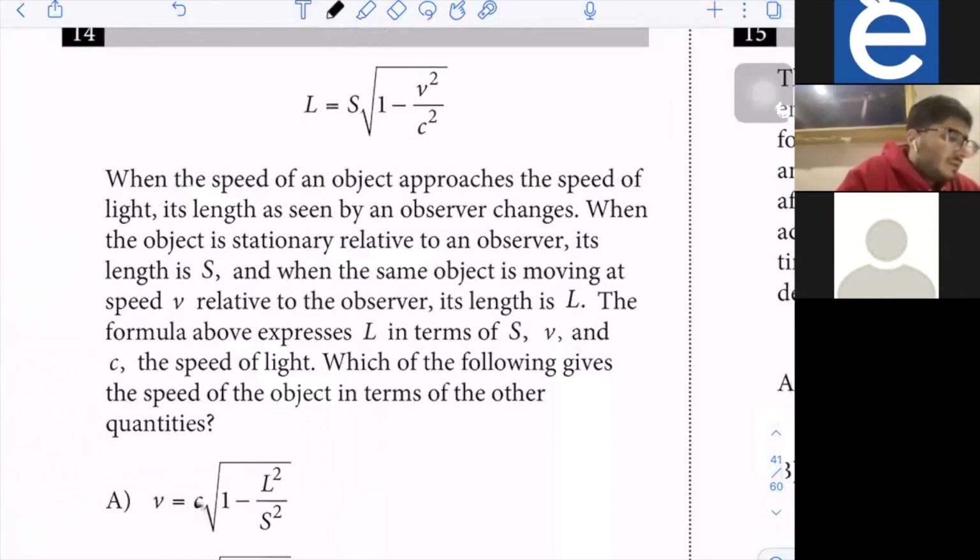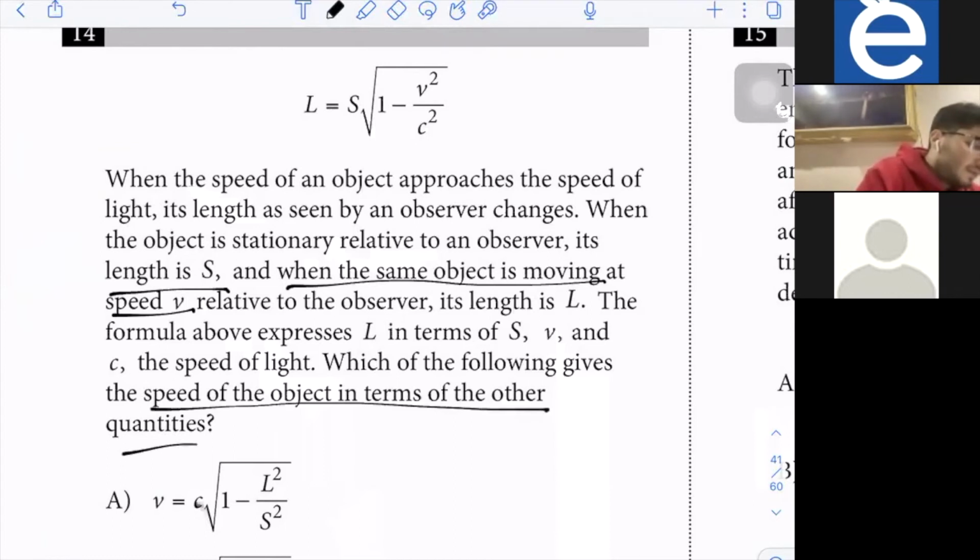When the speed of an object approaches the speed of light, its length as seen by an observer changes. When the object is stationary relative to an observer, its length is s. And when the same object is moving at a speed v relative to the observer, its length is L. The formula above expresses L in terms of s, v, and c, the speed of light. Which of the following gives the speed of the object in terms of the other quantities?